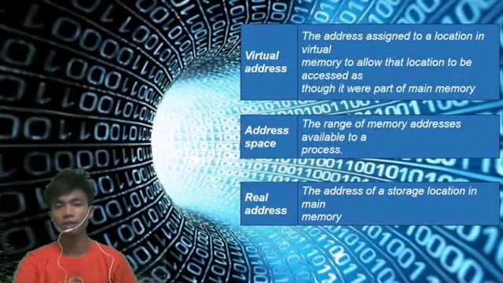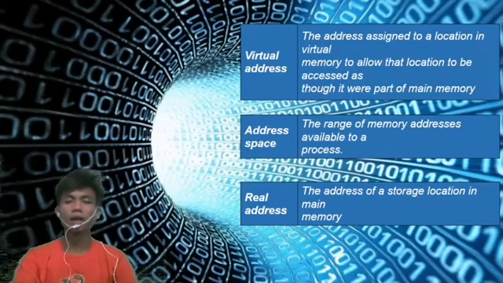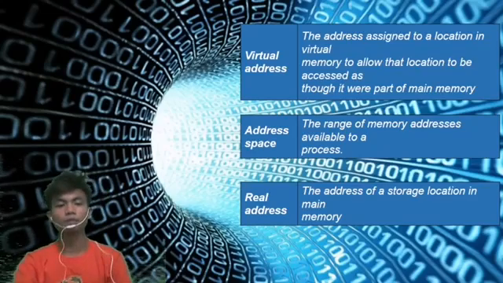Virtual address: the address assigned to a location in virtual memory to allow that location to be accessed as though it were part of main memory. Address space: the range of memory addresses available to a process. Real address: the address of storage locations in main memory.